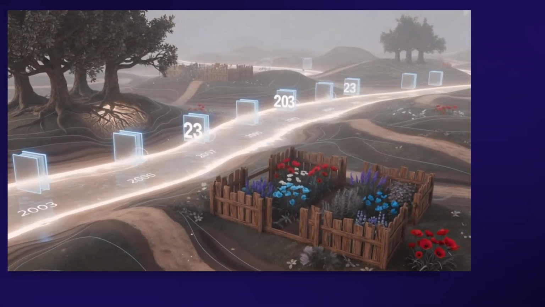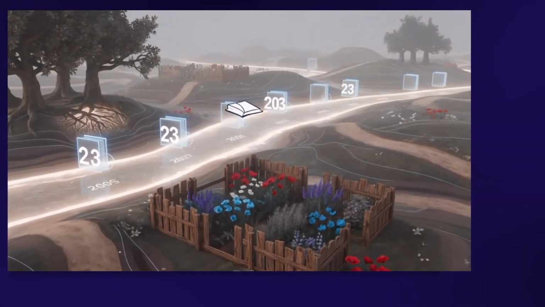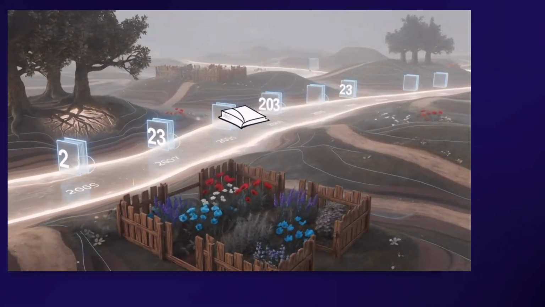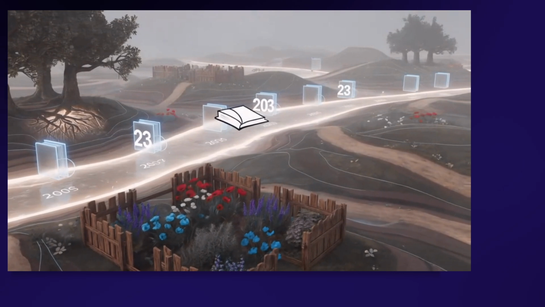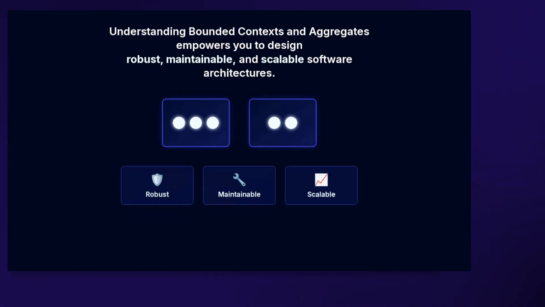Eric Evans first introduced these foundational concepts in his seminal 2003 book, Domain-Driven Design: Tackling Complexity in the Heart of Software. Vaughn Vernon later expanded on these tactical patterns, including aggregates, in his 2013 book Implementing Domain-Driven Design, with practical examples like eShop on containers. These principles are vital for any software architect or developer working on complex, large-scale systems in modern environments. Understanding bounded contexts and aggregates empowers you to design more robust, maintainable, and scalable software architectures.